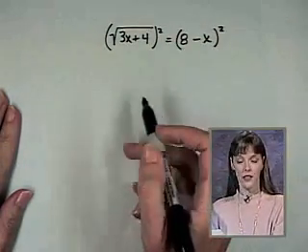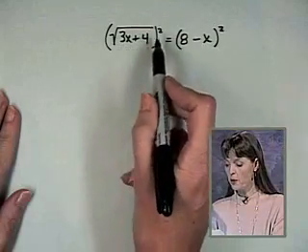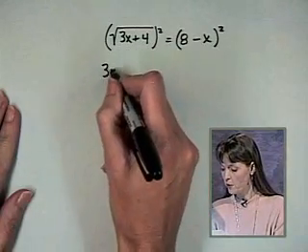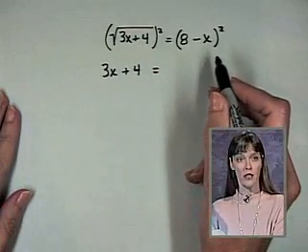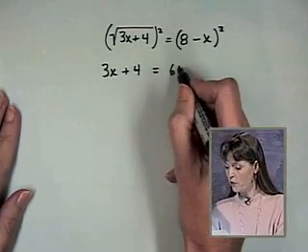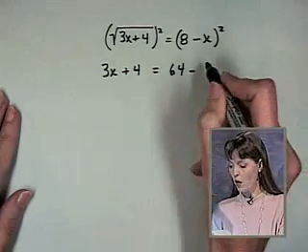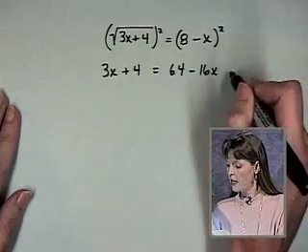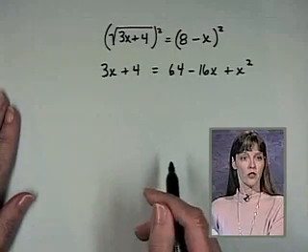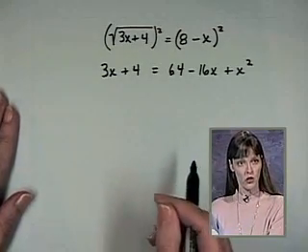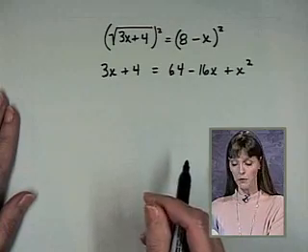Let's evaluate this. The square root of 3x plus 4, squared, is 3x plus 4. Squaring on the right-hand side of the equation gives us 8 squared, 64, minus twice the product, which would be 16x, plus x squared. This is a quadratic equation, so in our next step, what we're going to choose to do is to set this equation equal to 0.